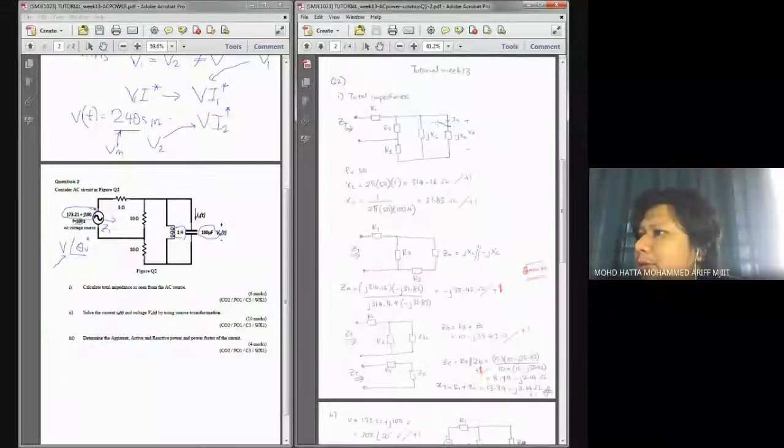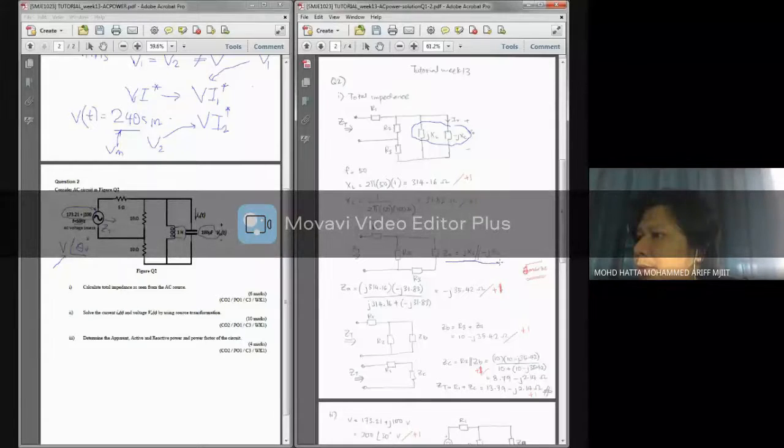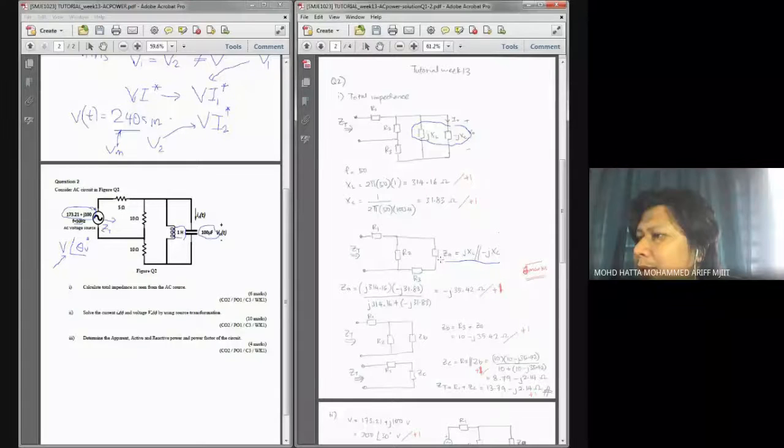Okay, these two should be connected in parallel. That's why here I have ZA equals the parallel connection of jXL and negative jXC. And later on, I have this R3. I did nothing with this R3, just simplified this one.